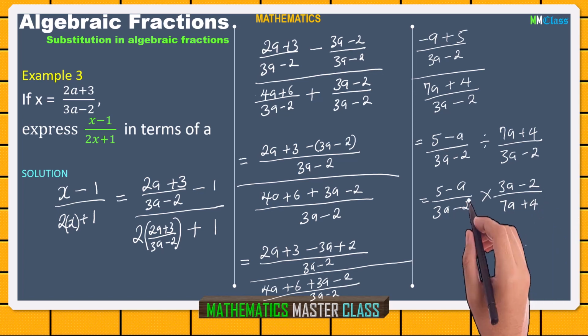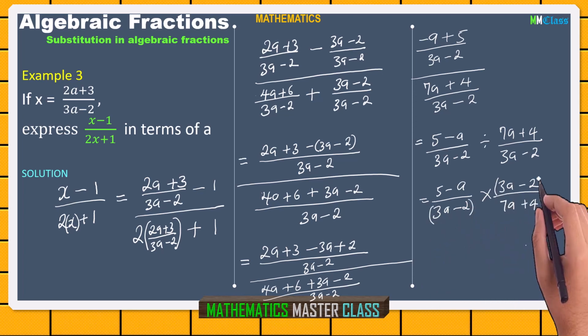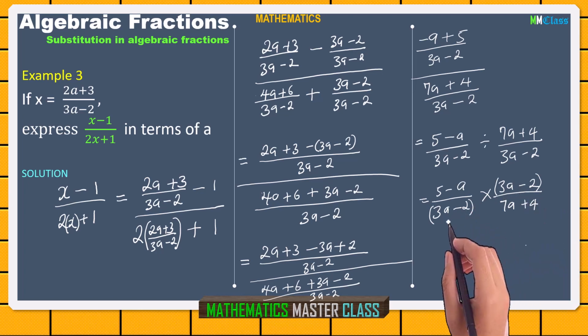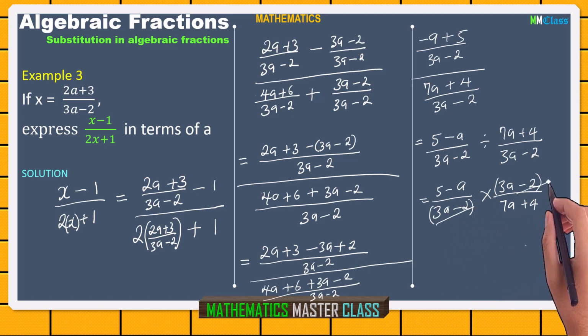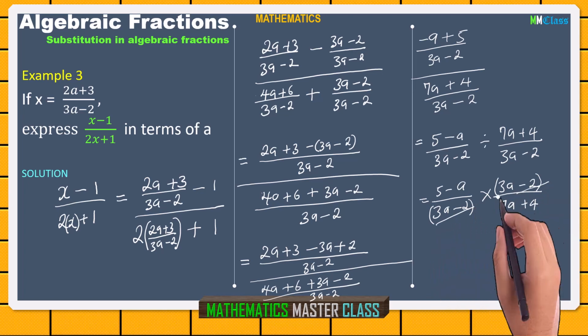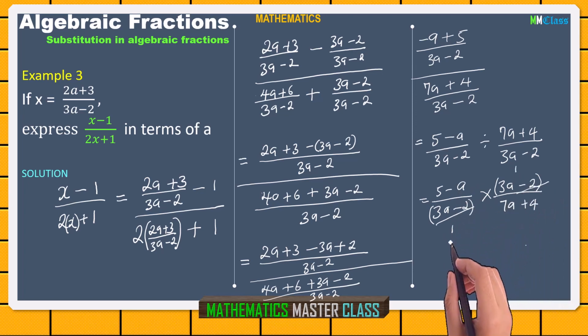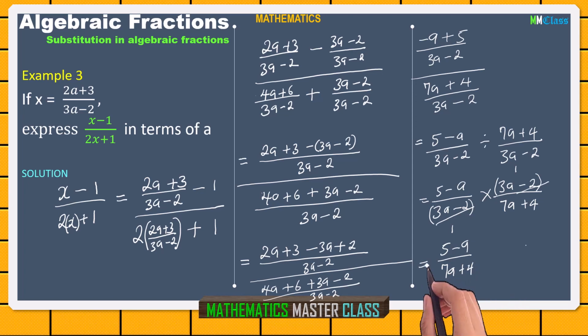So you can see now that this denominator here can cancel out this one. So you can cancel it out. This cancels out this. So we now have, this going into itself is 1, and 1 times this one will give us 5 minus a all over 7a plus 4. So this will serve as our final answer. This is our final answer here: 5 minus a over 7a plus 4.